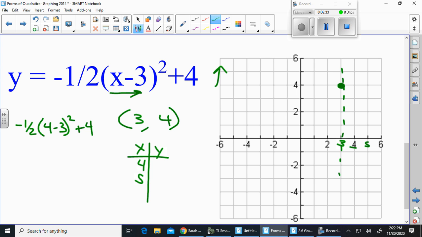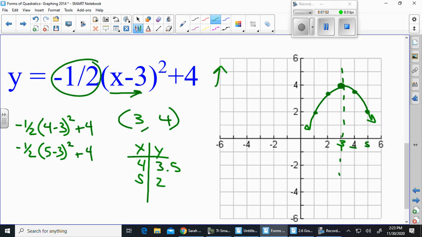And it can give you a decimal, like it gives you 3.5. And then 5, you do negative 1/2, 5 minus 3 squared plus 4. I think that gives you 2. So you'd have 4, 3.5, 5, 2. You'd reflect it. There's your graph. Why is it upside down?